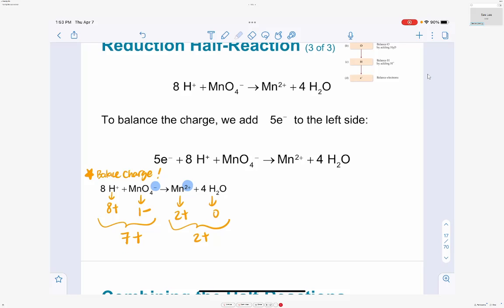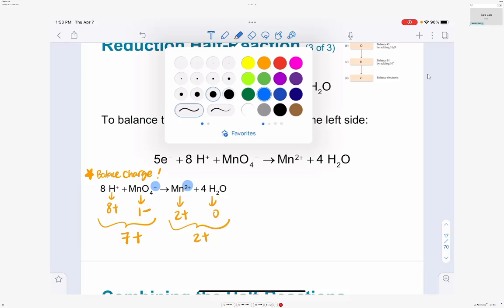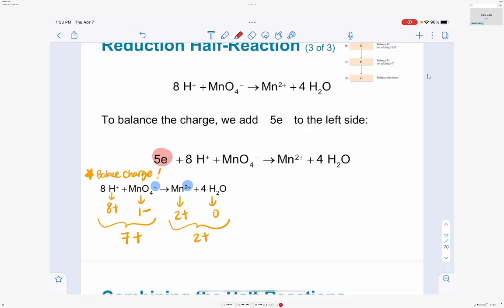Okay, so by adding 5 electrons, now the charge on the left side becomes 2 positive. From 7 positive, if you add 5 electrons, it becomes 2 positive. Charge on the right side is 2 positive. So the charges are balanced and they're happy.